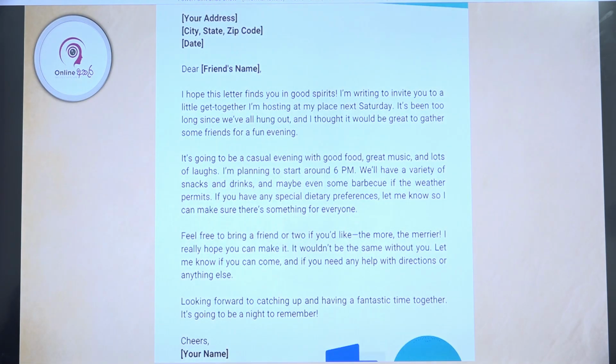This is a sample letter. I'll give you a couple of minutes, you can go through the letter and see whether whatever we have learned is included in this sample letter.